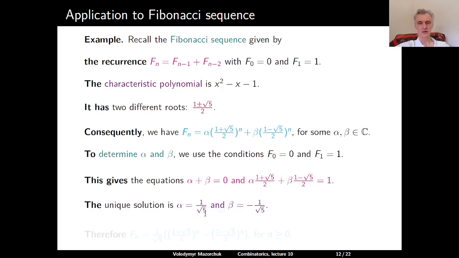And the unique solution to the system is alpha is equal to 1 divided by the square root of 5, and beta is equal to minus 1 divided by the square root of 5. Therefore, we can write f_n as 1 divided by the square root of 5 times (((1 plus the square root of 5) divided by 2) to the power n minus ((1 minus the square root of 5) divided by 2) to the power n). And this is true for all n greater than or equal to 0.